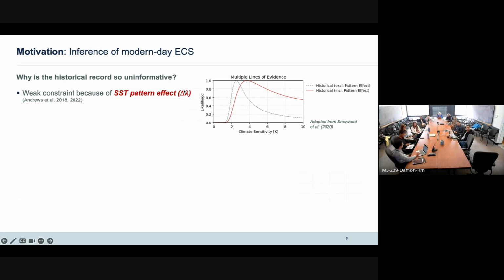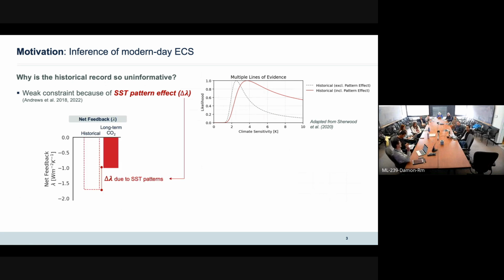And the pattern effect is typically quantified as a difference in feedbacks that's caused by differences in the pattern of sea surface temperature anomalies. So what has been found is that the pattern of sea surface temperature change over the historical period produces this strong negative feedback, whereas the SST pattern that we expect from the long-term response to CO2 doubling has a more positive feedback. So that's the difference in feedbacks on the left here. And when you account for that, you get higher estimates of modern warming from the historical record line of evidence.